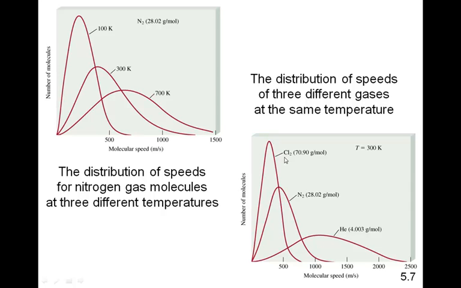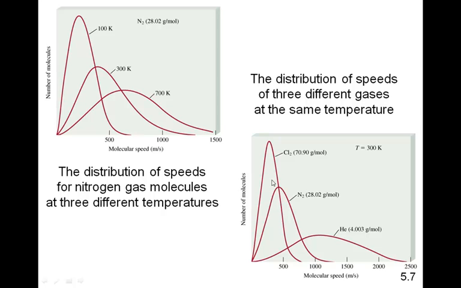We can see that chlorine has the greatest molar mass, and so its molecules are going to be the slowest. And nitrogen has the second greatest molar mass, and its molecules are going to be moving faster. And we can see that helium has the lowest molar mass of the three, and it has the fastest molecules. So we see that the distribution is moving towards the right, which means the molecules are getting faster, and it is not dependent upon the temperature, it is dependent upon the molar mass.